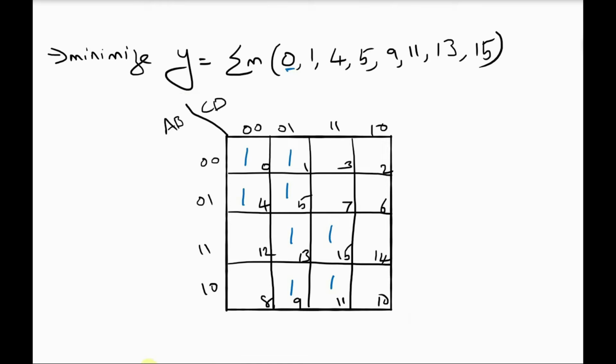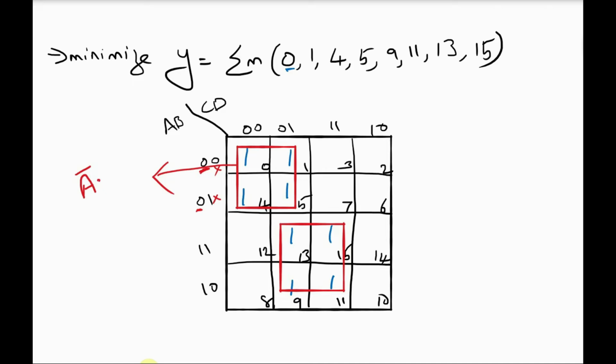So now we will start grouping. The top 4 ones can be grouped together and the bottom 4 ones can be grouped together. So all the ones are grouped in 2 groups. For the first group, we want to find the row value. A is same, but B is changing, so we need to take only A. And since A is 0 in both cases, it is A bar. I am not taking B.